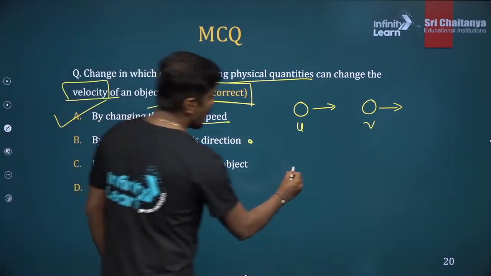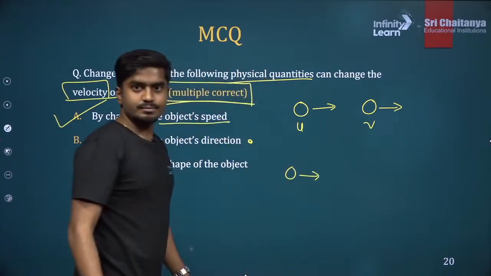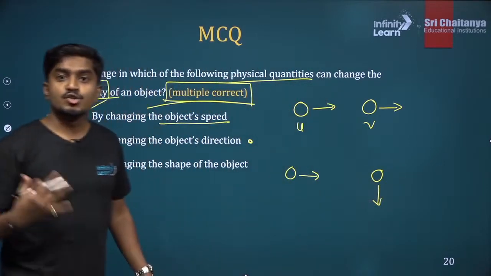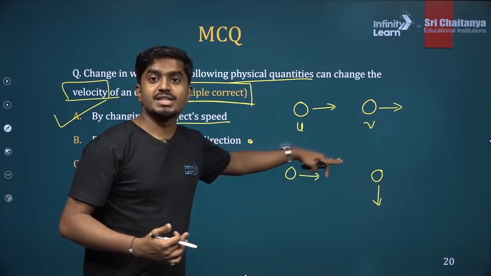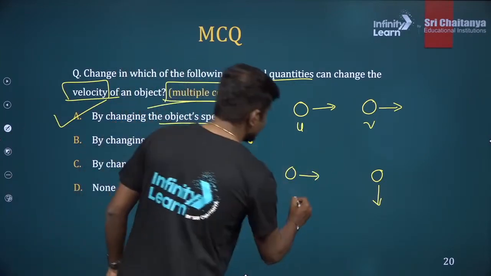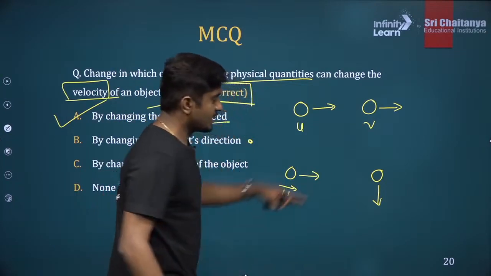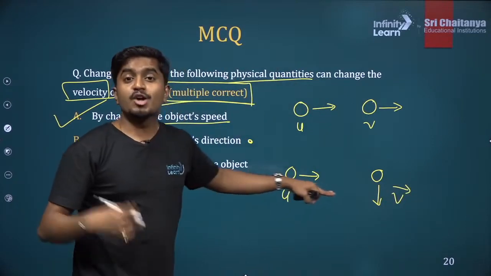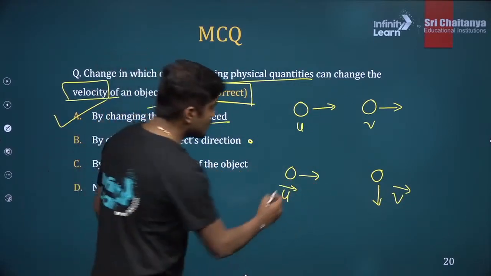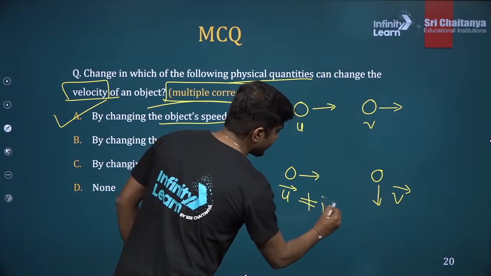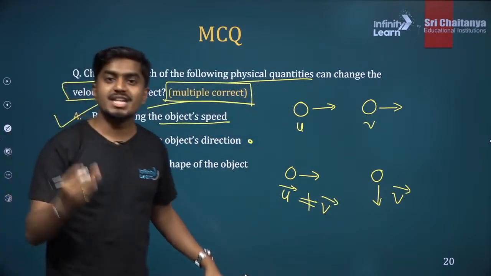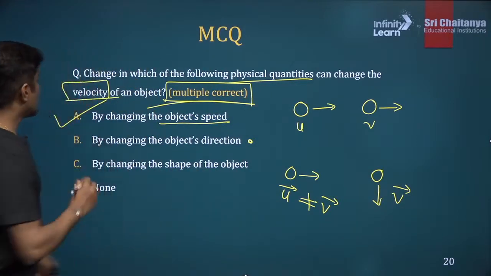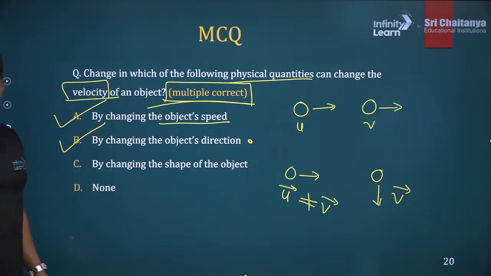So let's suppose the object is moving in this direction. After some distance, the object takes a turn and starts moving in this direction. So what happened? Earlier this was the velocity, with this direction. Let's suppose there is a velocity u, the initial velocity, and a final velocity, velocity v. Now because you have changed the direction, this u is not equal to v. So just by changing the direction, you can change the velocity. So even option B is the correct option.